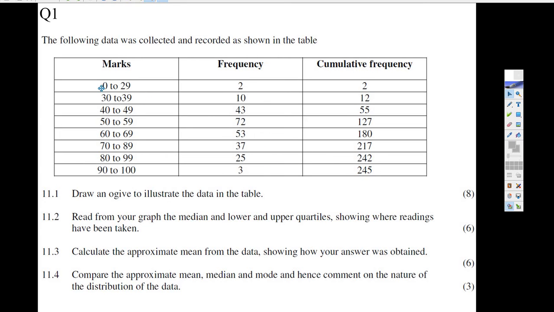So what you've got here is you're going to graph this thing. When you do an Ogive curve, what you take is this endpoint, 29, and you look at the cumulative frequency. So 29 and 2, 39 or 40 and 12, 49 and 55. You actually go right to the endpoint there and the cumulative frequency, those numbers. Now the first one is to draw an Ogive curve. Well, let's take a look.